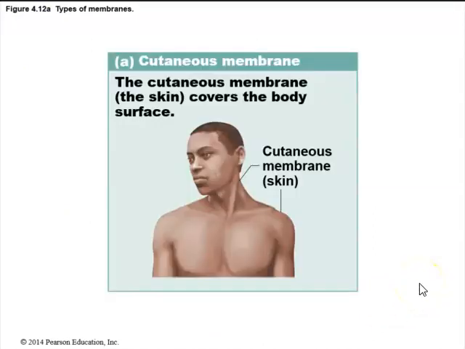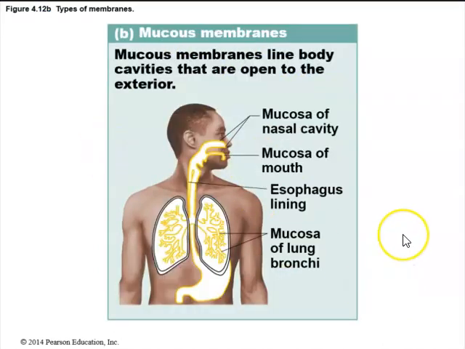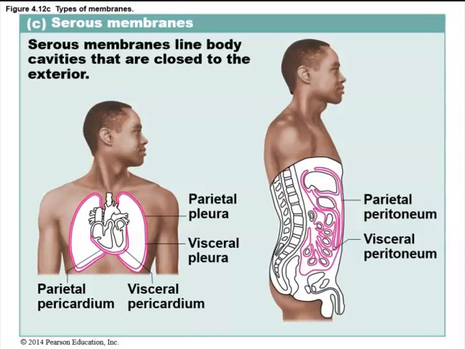Here we see a picture of the cutaneous membrane over our skin that covers the body surface. Here we have mucous membranes that line the body cavities that are open to the exterior. So we have mucosa of the nasal cavity, of the mouth, mucosa of the esophageal lining, mucosa of the lung bronchi. And then we have our serous membranes that line the body cavities that are closed to the exterior.